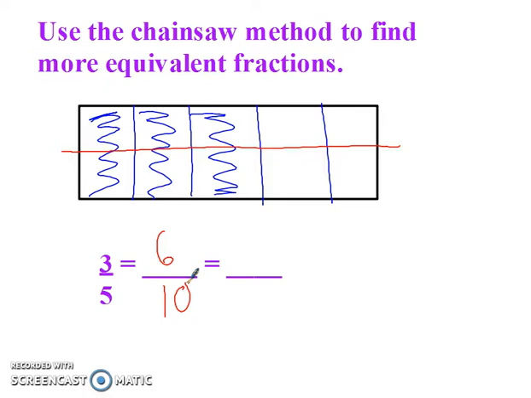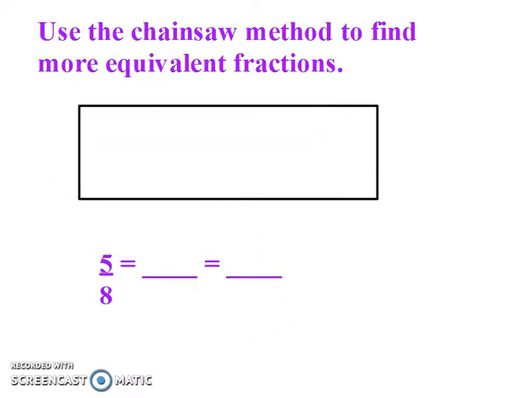If I want another equivalent one, I just get the chainsaw out again and cut them. 1, 2, 3, 4, 5, 6, 7, 8, 9 out of 15. Fast, easy way to do equivalent fractions. Try another one. I got 5/8. Remember, for this to work, I have to do the chainsaw method. If you don't, it won't work with the chainsaw.